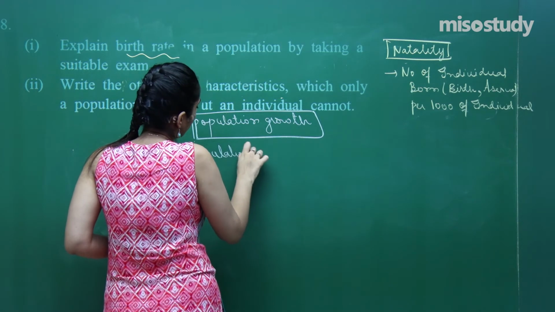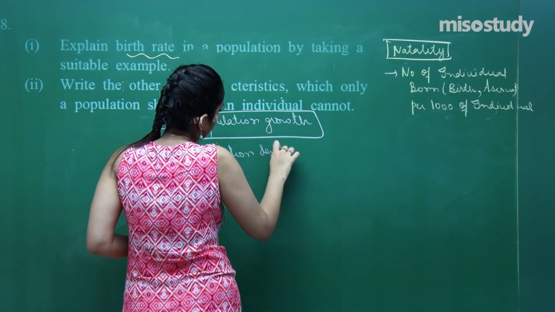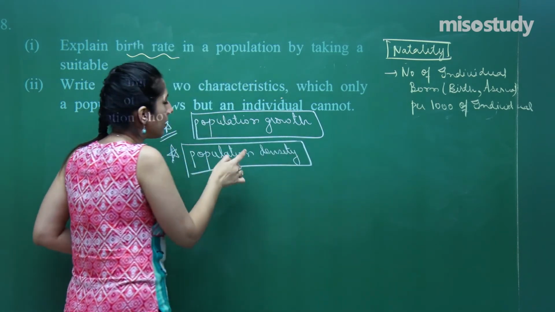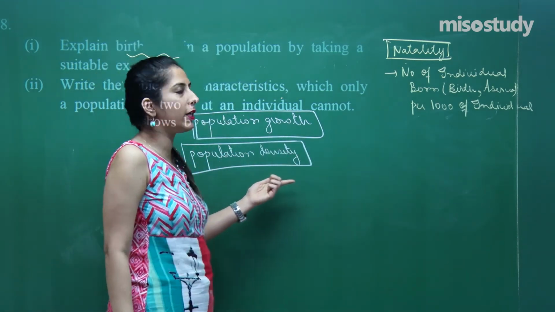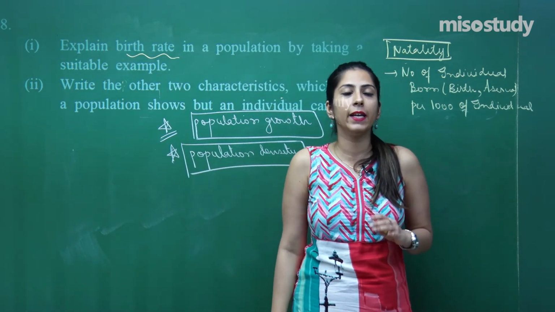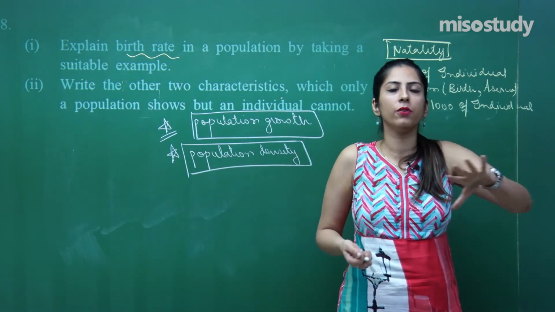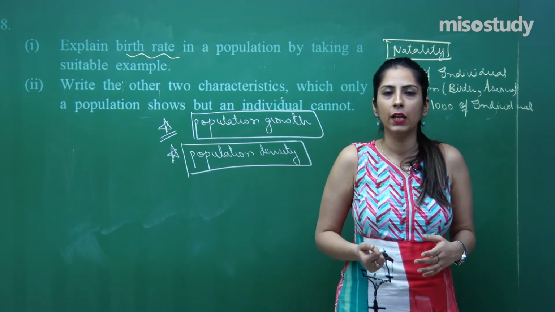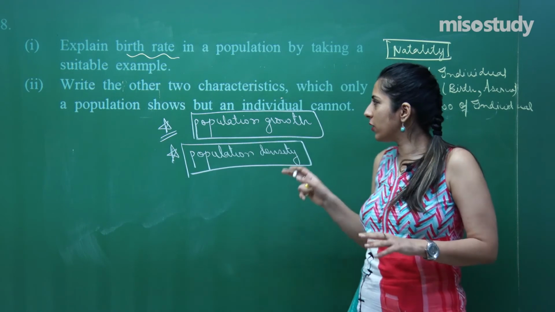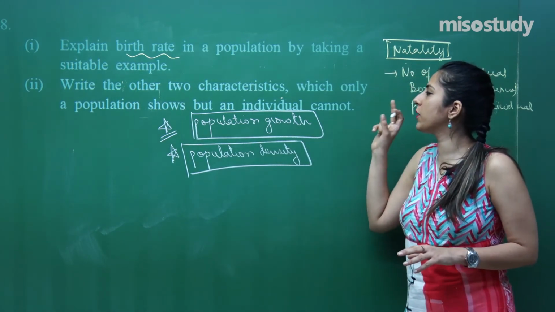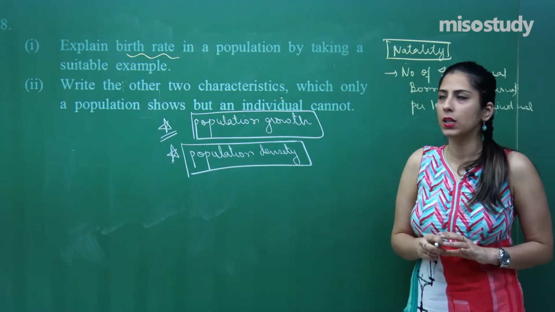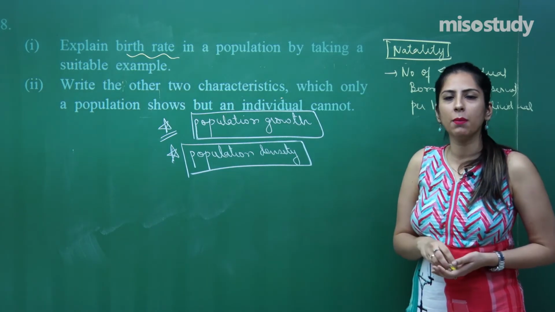Have you ever heard of individual density? So, population density is the number of individuals present per unit area at that particular time. Per unit area, per unit volume, that is called density. And have you ever heard of individual density? That is not the case. So, these are the 2 important characteristics of a population which are not of an individual, right. So, this was question number 8.